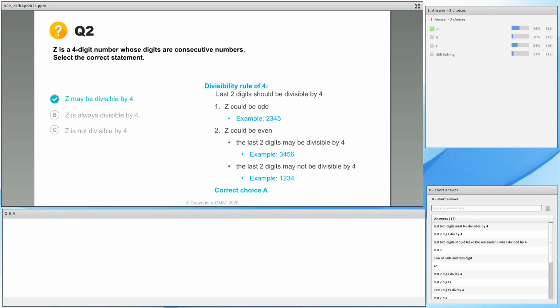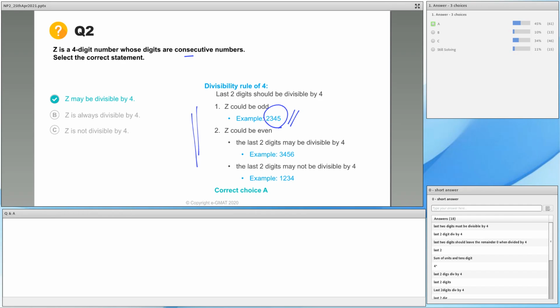there's a very, very important learning here. You're talking about the last 2 digits. You don't care about the rest of the digits. If you start taking use cases, you can easily figure it out. So if you think about 2, 3, 4, 5, it is a 4-digit number whose digits are consecutive numbers, but firstly, it's an odd number. It's not even an even number. If it's an odd number, can it be divisible by 4? Yes, no. No, right? It cannot be divisible by 4, which means you already have a use case that negates option B. You cannot say that Z is always divisible by 4.